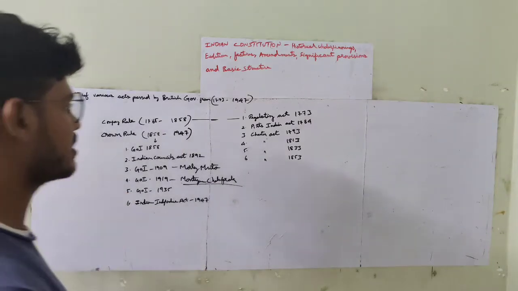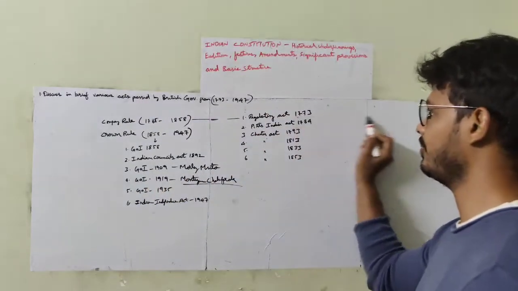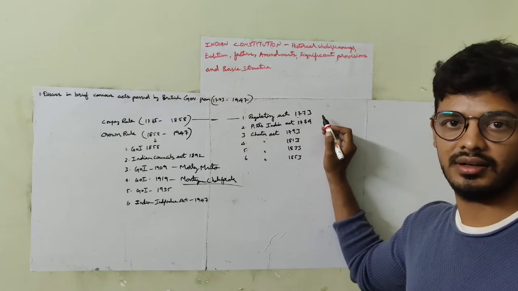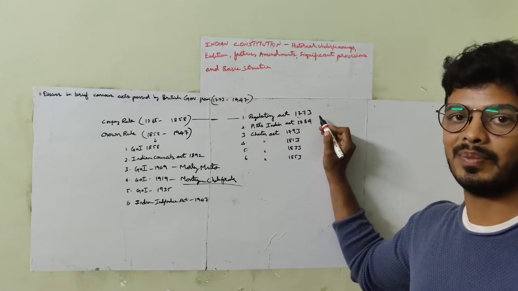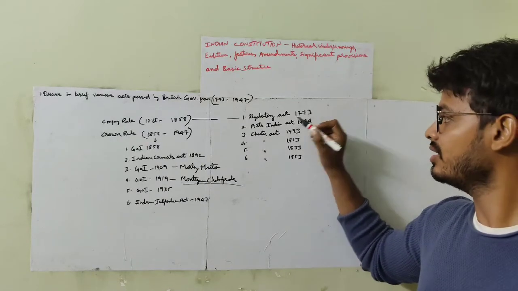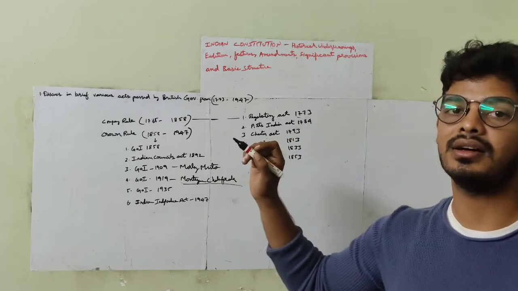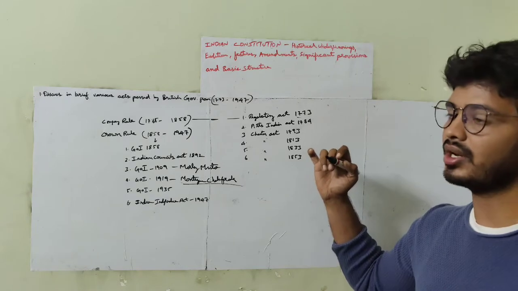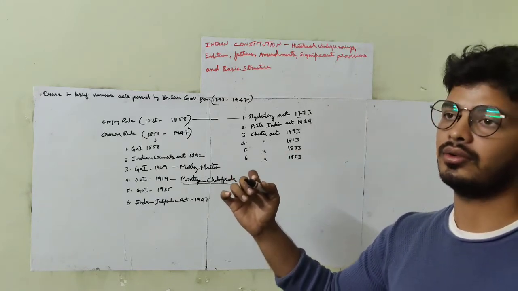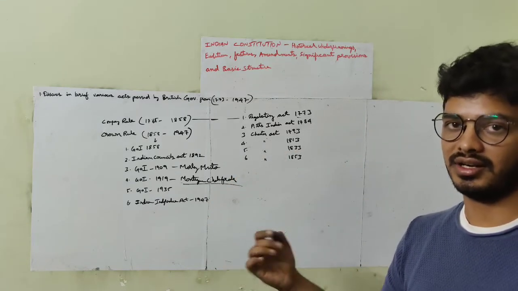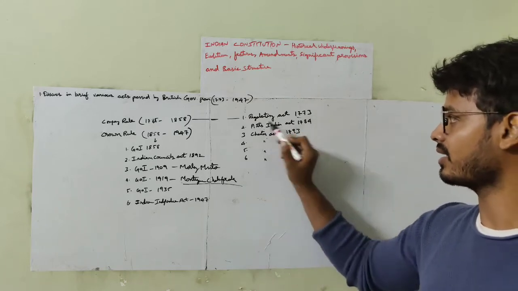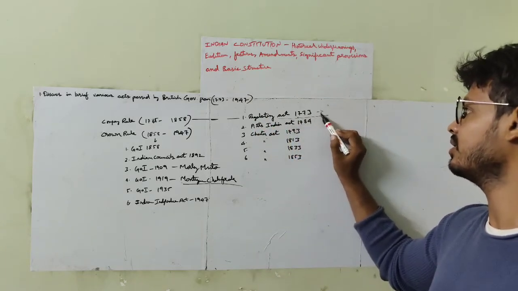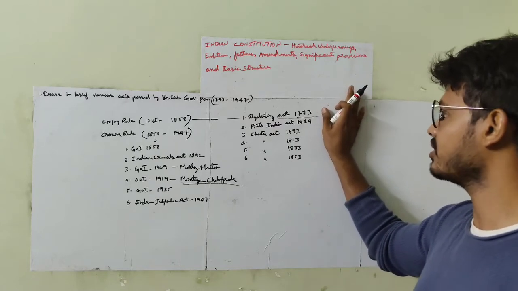We'll start with the Regulating Act of 1773. This act was passed by the British in the UK to regulate the affairs of the East India Company in India. In India, there was no regulation for the East India Company. In order to regulate their affairs in India, the British passed this act in the British Parliament. There are 4 main features of this act.